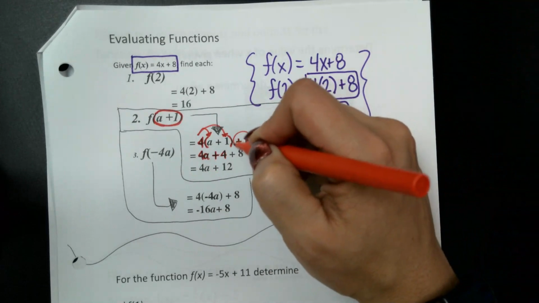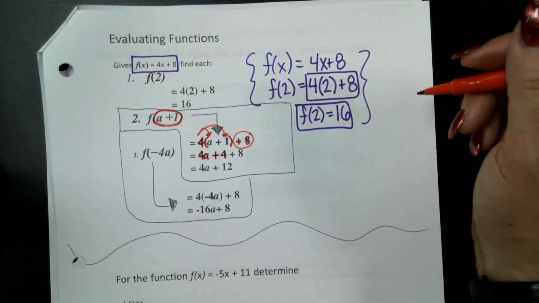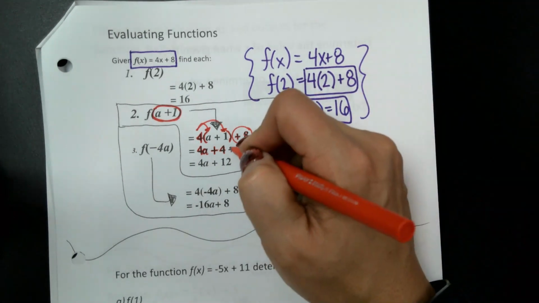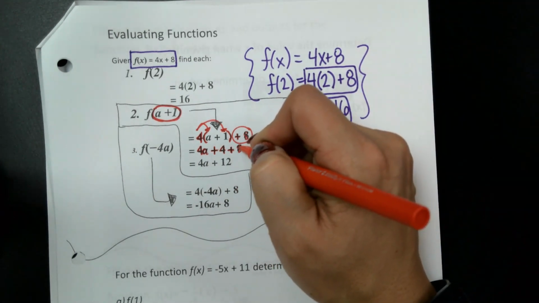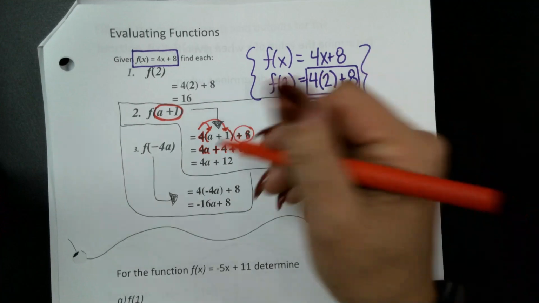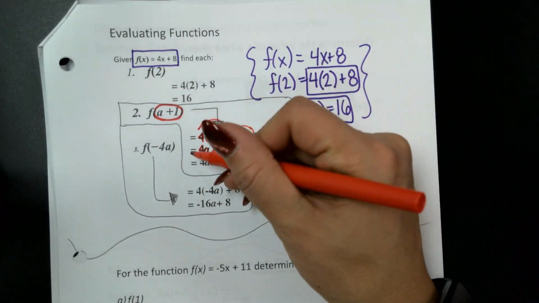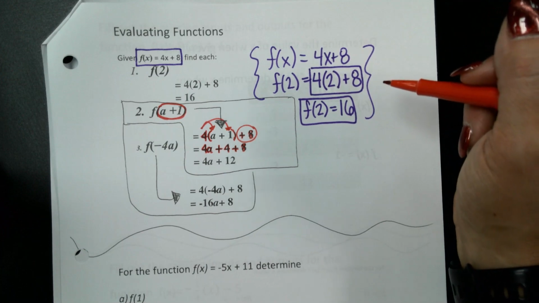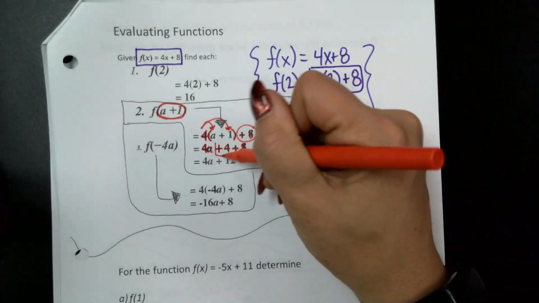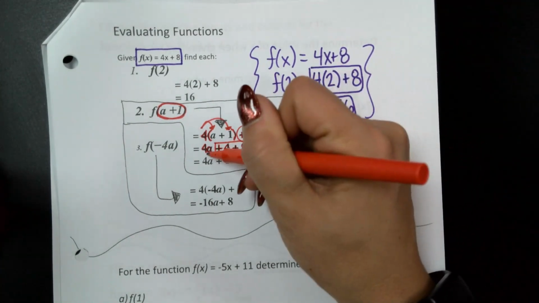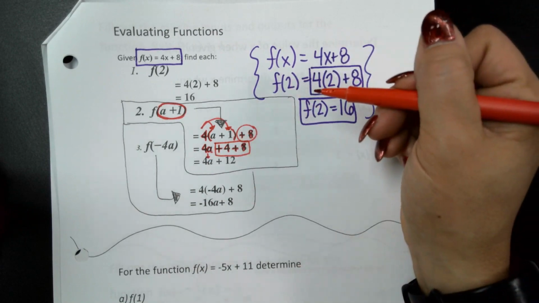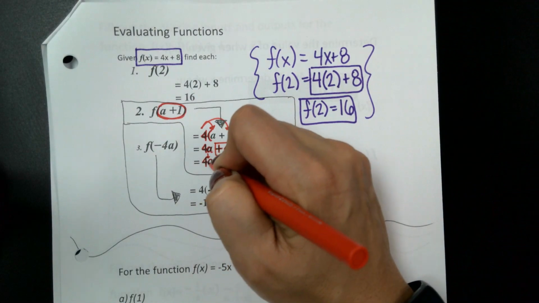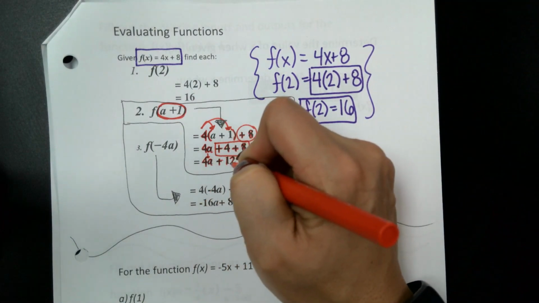What happens with this plus 8 that was just hanging out? What do I do with it? Just bring it down. So you notice there's the plus 8 again. And out of these 3 terms, which 2 are the like terms? Like which 2 can I actually go ahead and combine? The 4 and the 8. So the 4a stayed the same, and then 4 plus 8 is 12. So they just wrote their final answer as 4a plus 12.